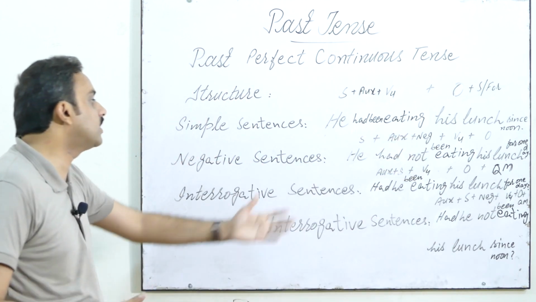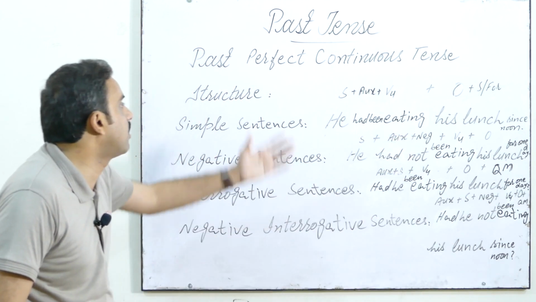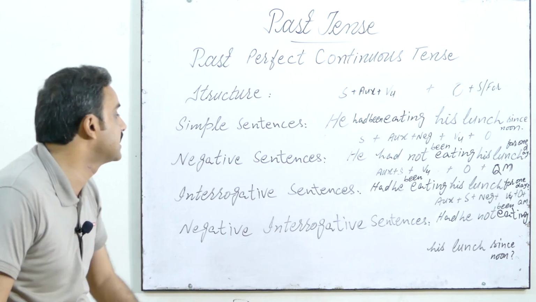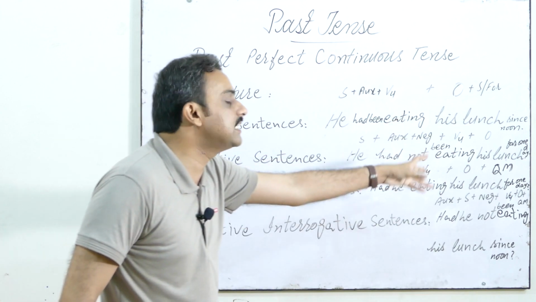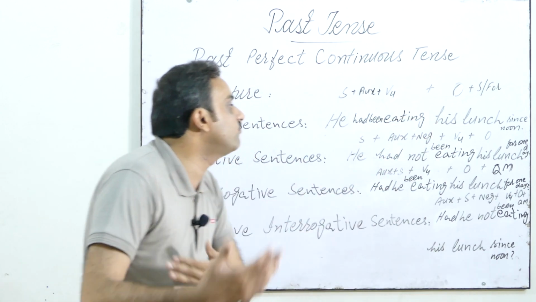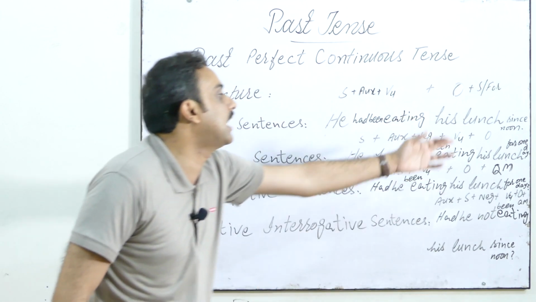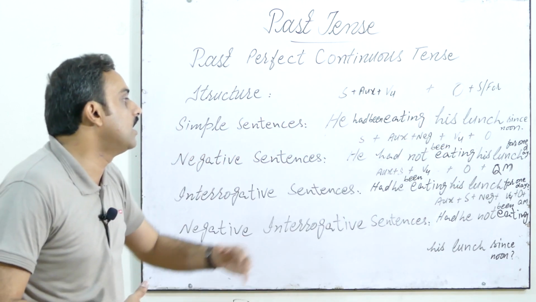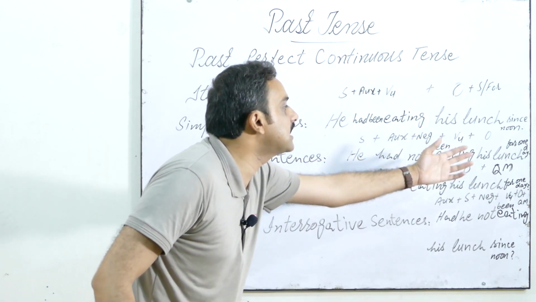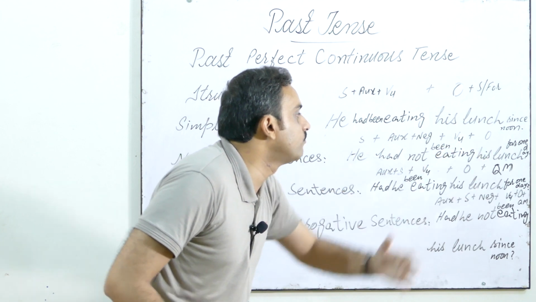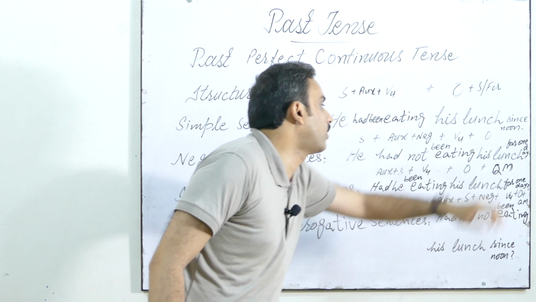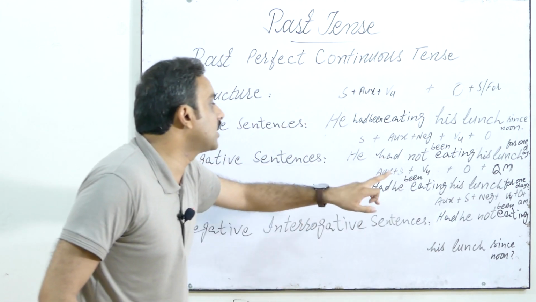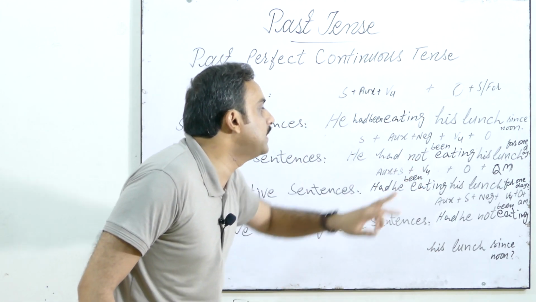Okay, then we move towards the negative sentences of past perfect continuous tense. In negative sentences, we have the structure: subject, auxiliary, negation, V4 present participle, and then object. He had not been eating his lunch for one day. At the end, we again have a preposition. So I used had not been.